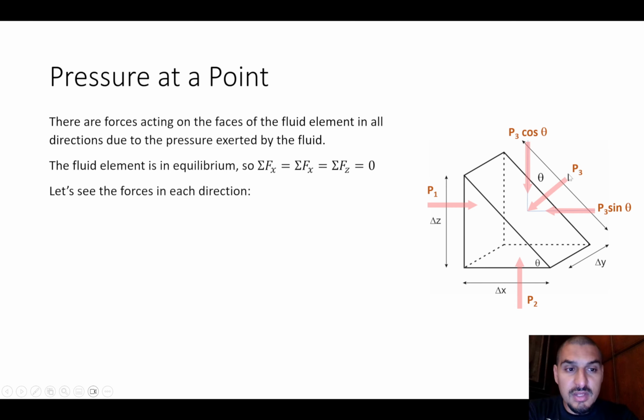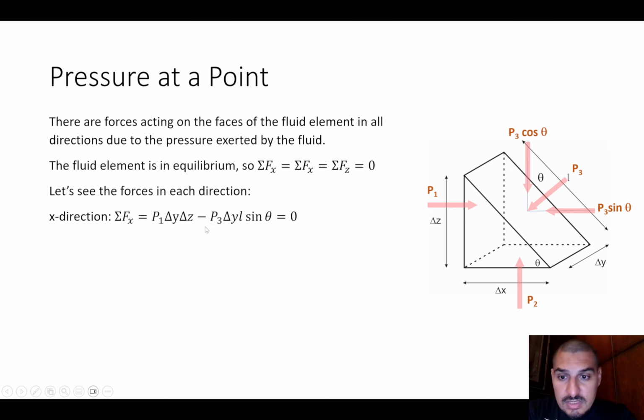Now we don't need P3 anymore. We already have the components of P3 in the vertical and horizontal directions. So let's take the x direction. The force we have here is P1 times this area, which is delta y delta z. And in the other direction we have P3 sine theta times the area, which is delta y times L.